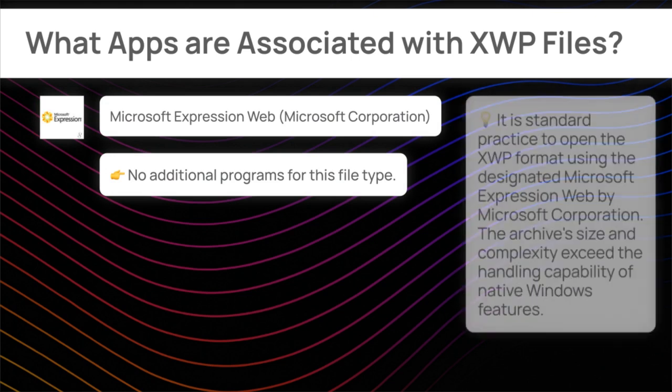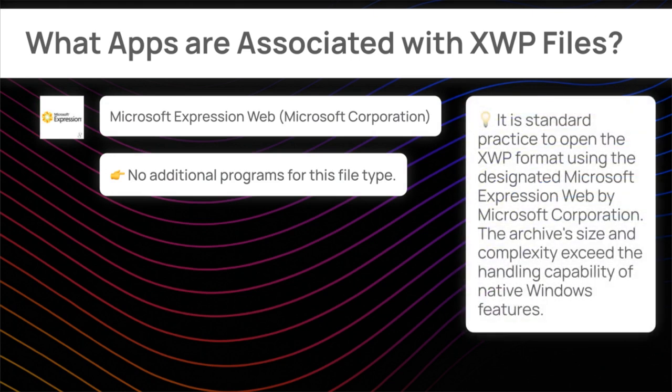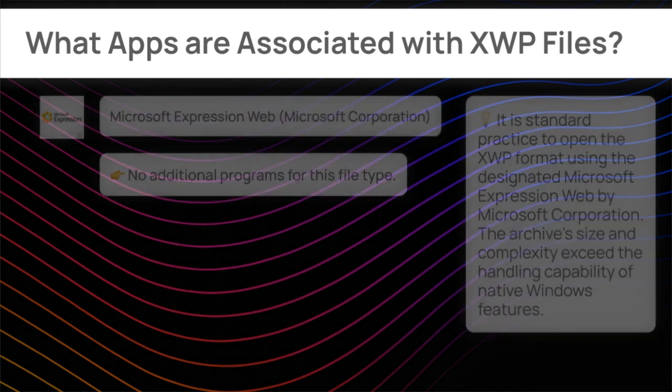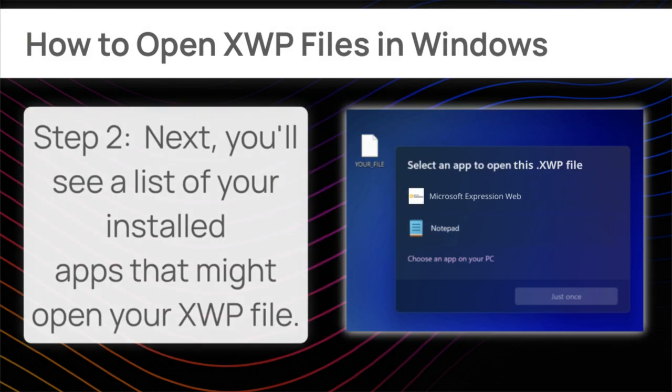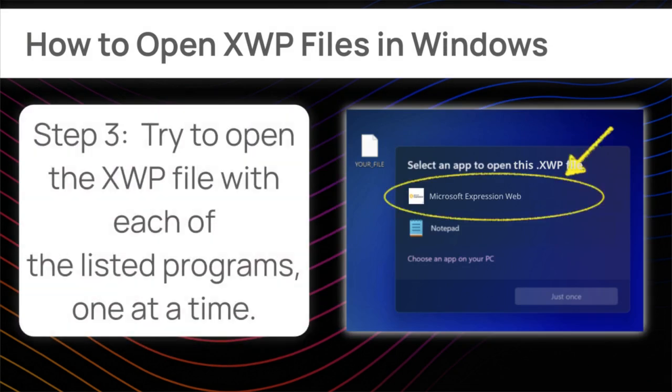The archive's size and complexity exceed the handling capability of native Windows features. Windows previews only high-level information, so actual file access depends on decompression software. To unlock this specific XWP file, right-click your file and select Open With. If Microsoft Expression Web is available, use that first. If it's missing, choose another program. Testing is the only way to be sure.